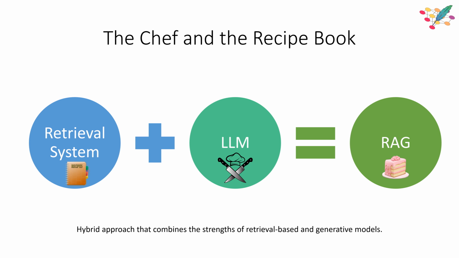The chef, like a generative model or an LLM, can create a delicious meal based on their knowledge and skills. The recipe book, like a retrieval system, contains a vast collection of recipes and cooking techniques. A RAG model is like a chef who has access to a recipe book. The chef can use the recipes to create a meal that is both delicious and well informed. If the chef needs to make a dish they have never made before, they can look up the recipe and then use their skills to create a unique and delicious meal.